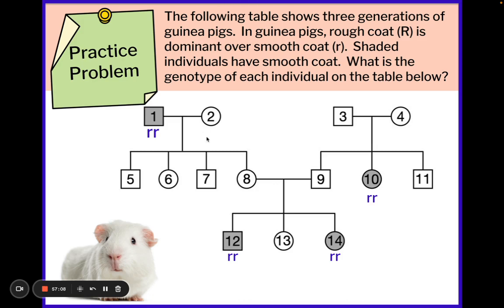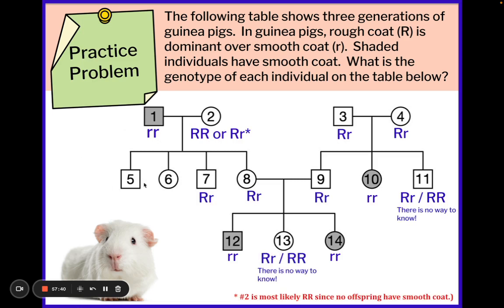Now, do we know what number 2 is? We can make some assumptions, but we don't assume in a pedigree check, okay? But what we do know is that none of these individuals, these two, their children, their offspring, excuse me, none of them have a smooth coat. But dad did. Therefore, dad could only give a little r. So what are all of them? They are all heterozygous. We know they're all heterozygous here, okay? Because dad could only give a little r, and they don't have a smooth coat.